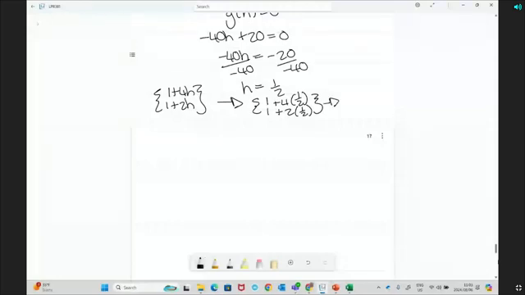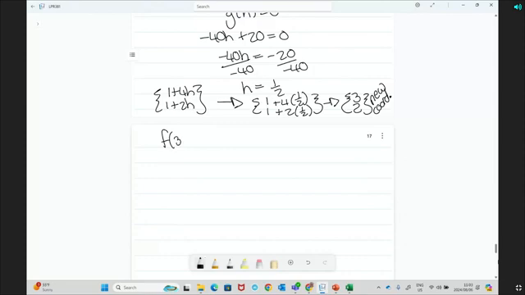That's going to give us 1 plus 2 is going to give us 3. And then 1 plus 1 is going to give us 2. So we've got our new coordinate, I'm going to say new coord. So we've got a new coordinate to work with, so we can repeat our steps. So let's first substitute into a function to first see what's happening to a function.